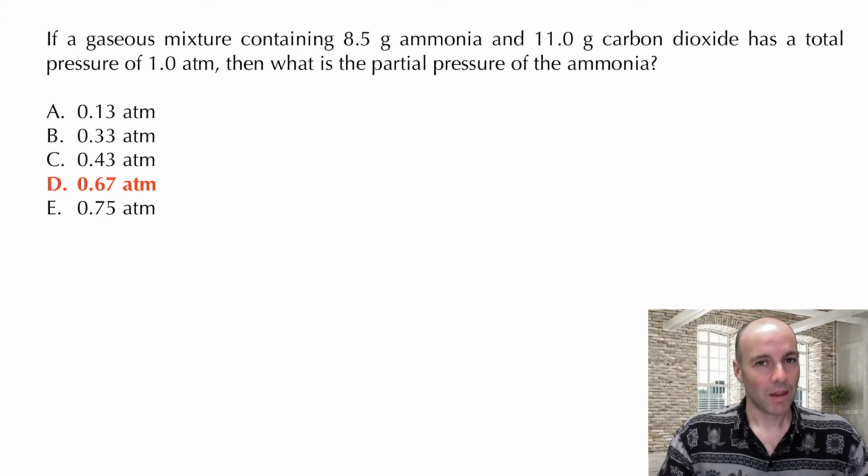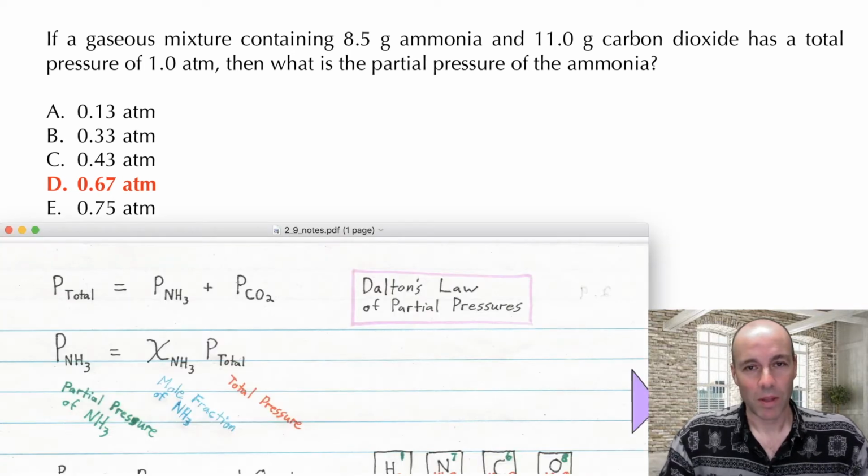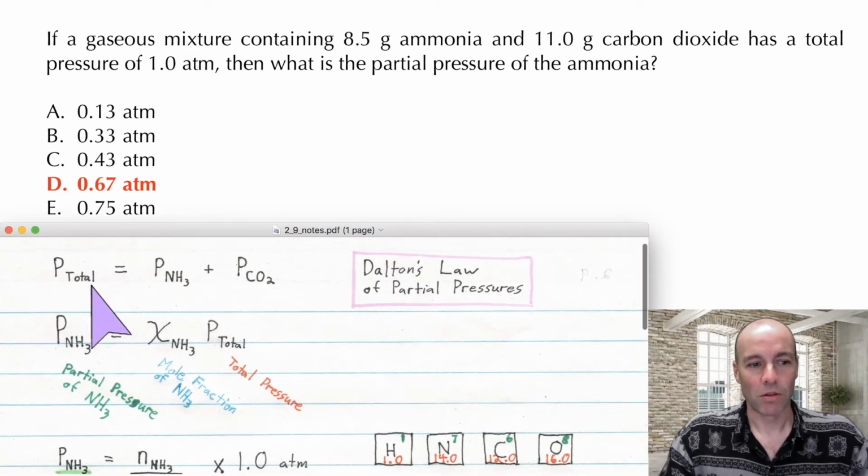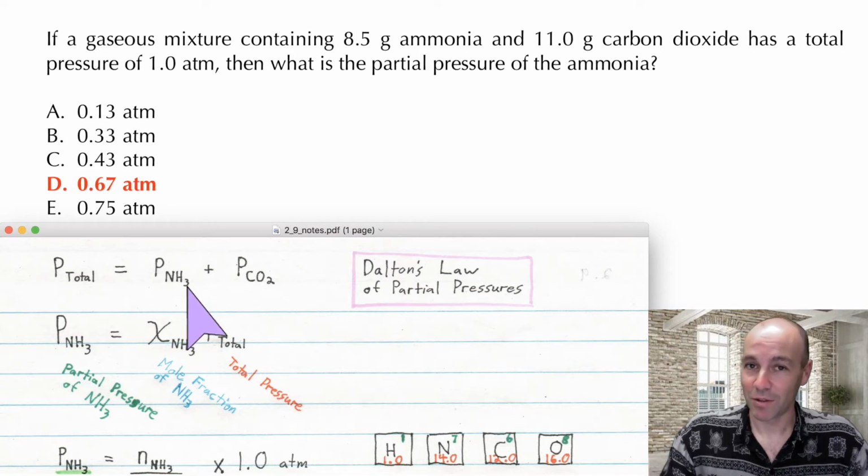So you should be thinking along the lines of Dalton's law of partial pressures. I'll remind you what that is. Dalton's law states that the total pressure of a mixture of gases equals the sum of the partial pressures of the component gases. So the total pressure equals the pressure due to the ammonia, or the NH3, plus the pressure due to the CO2. Now, these terms are the partial pressures of the component gases.